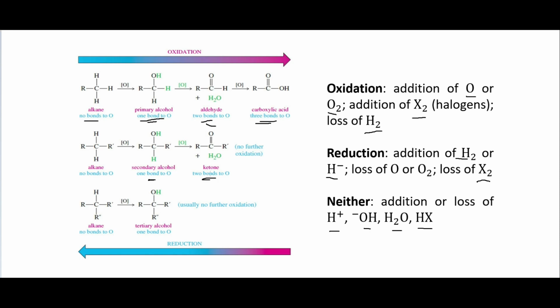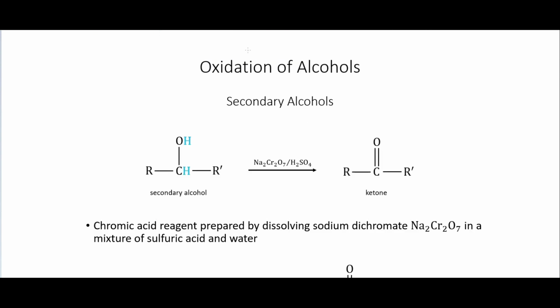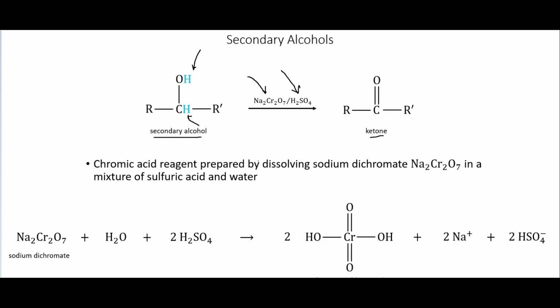secondary alcohols into ketones. If we look at the oxidation of secondary alcohols, what we're doing is removing two hydrogens from this so that we end up with a ketone here. One of the reagents we can use for that is this chromic acid reagent. We put this sodium dichromate and this sulfuric acid together with our alcohol, and we can turn it either into a ketone if this is a secondary alcohol, or a carboxylic acid if it is a primary alcohol.